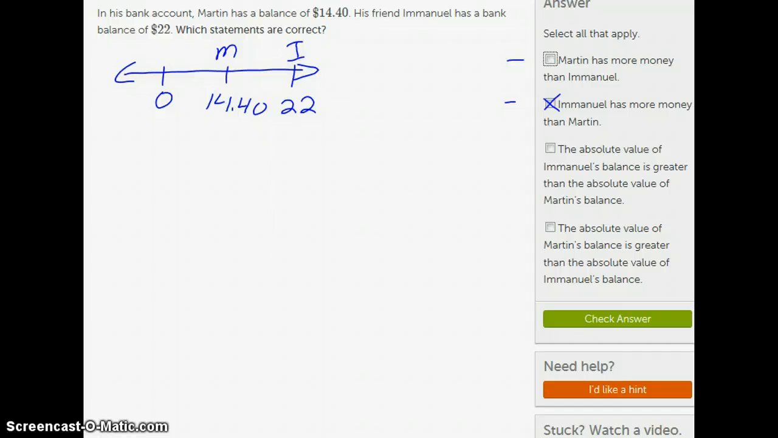The next question is the absolute value of Emmanuel's balance is greater than the absolute value of Martin's balance. So who has a greater absolute value? That means the greater distance from 0. Just to give you a visual, his distance from 0 is 14, and here the distance is 22. So again, our answer is Emmanuel. The absolute value of Emmanuel's balance is greater than the absolute value of Martin's.